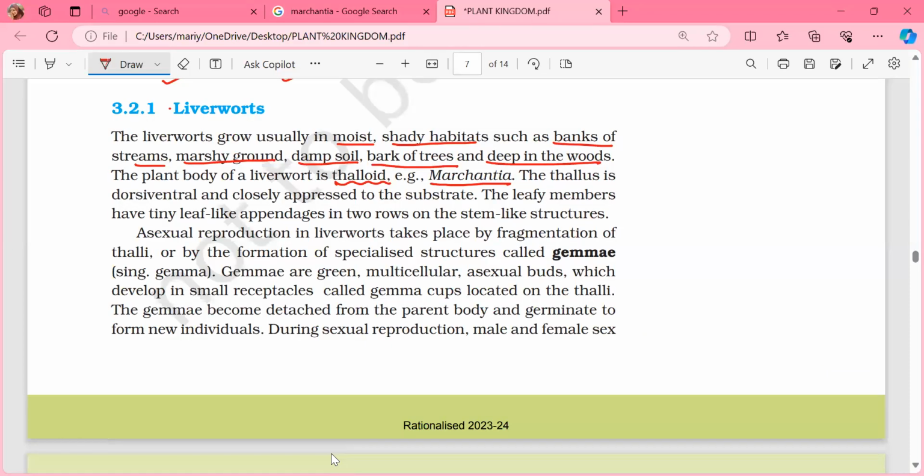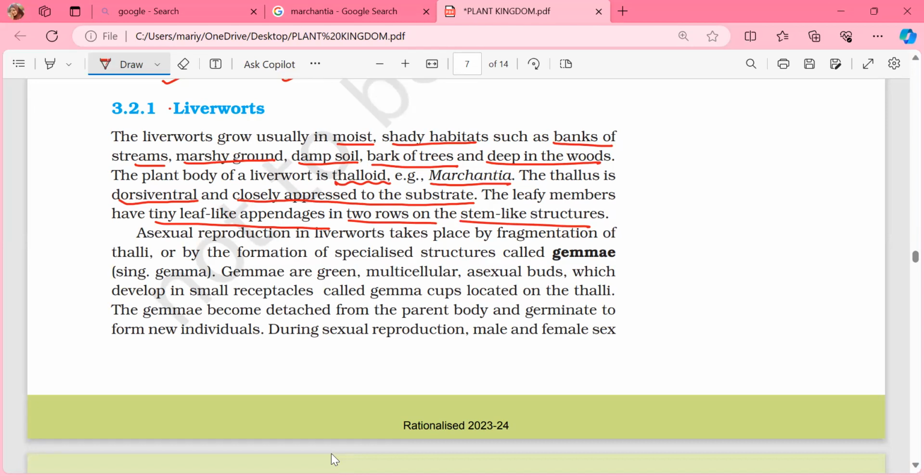The thallus of the Marchantia is dorsiventral and closely appressed to the substrate. Okay, it is flat. The leafy members have tiny leaf-like appendages in two rows on the stem-like structures. Always remember, since it is a bryophyte, leaf-like, stem-like, root-like structures will be there. There will be no true root, stem, or leaf. Got it?